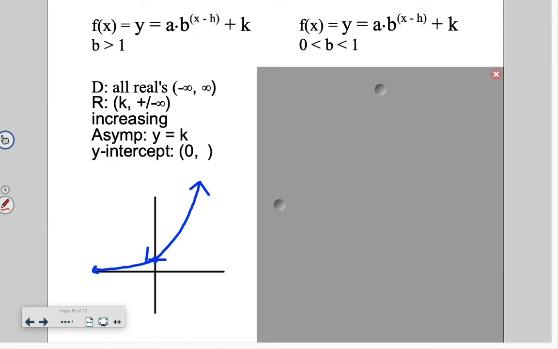Domain we already talked about. All real numbers. You can plug anything in for x. It's always all real numbers when you're dealing with exponential functions. There is no restriction on your domain.